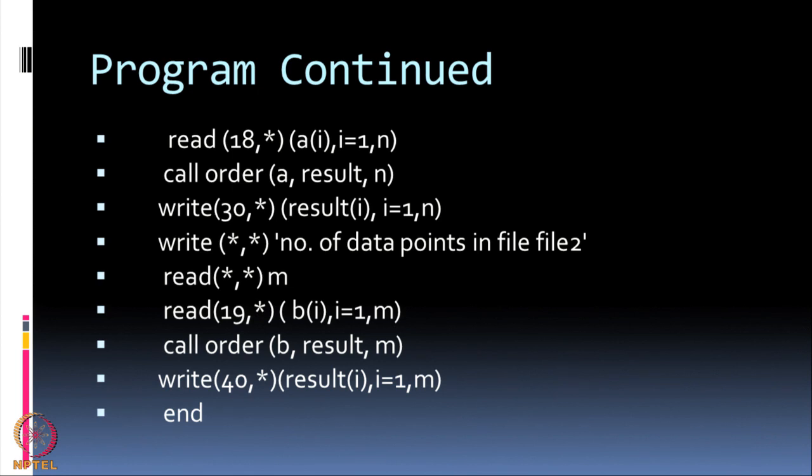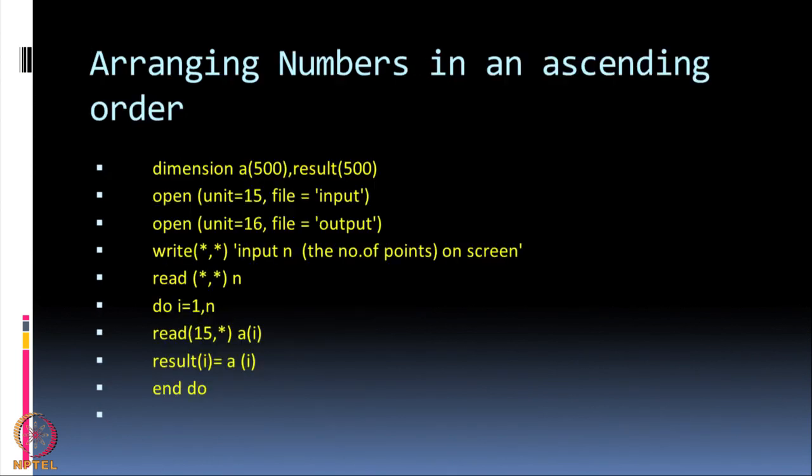Now, what is it doing this time? This time it is not the A array which is being arranged, it is the array b that is being arranged, and the result is again stored in result, and m is the number of data points you have read. So, finally, it will write result in this case in file 40, that may be output 2. So, what has this main program done? It has read 2 different files, arranged those numbers in an ascending order and written them in 2 different files. So, this is the main program, and this is the subroutine.